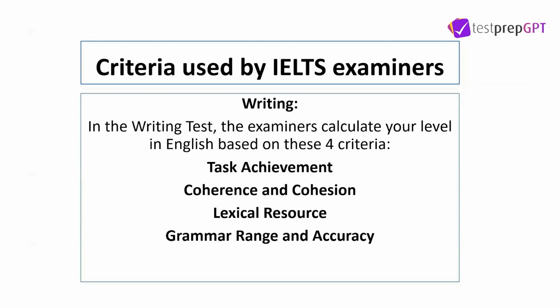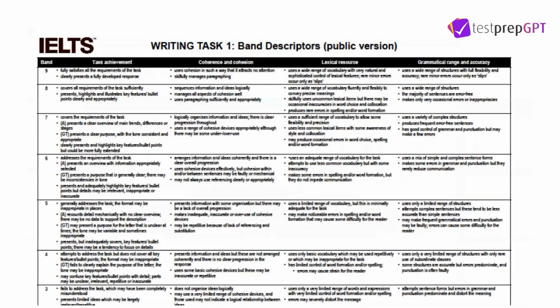The criteria that is used by IELTS examiners depends on the part of the test. In writing, they use 4 criteria to assess your level: task achievement, coherence and cohesion, lexical resource, grammar range and accuracy. Task achievement means your ability to answer the question fully and correctly. Coherence, it's all about your clarity and your ability to be logical. Lexical resource, your use of vocabulary, and of course, GRA, your use of structure and your range of structure.